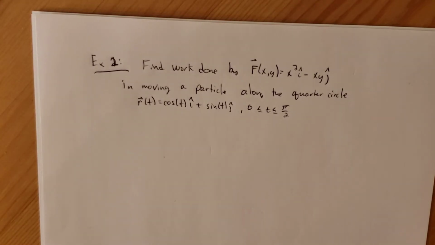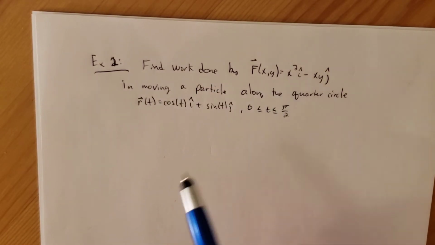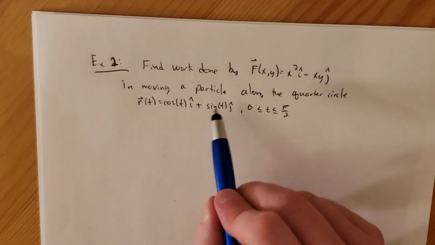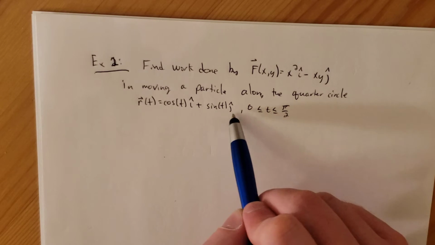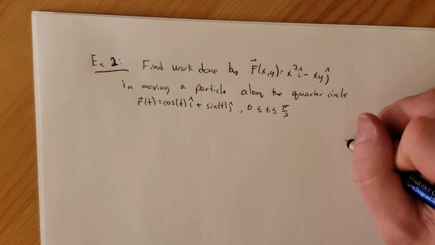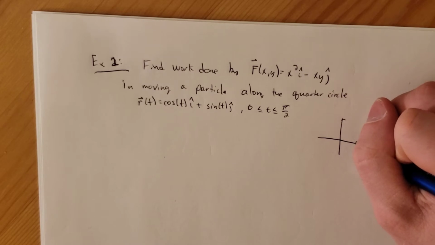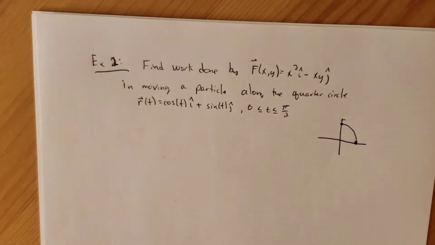In this video, we're going to take a look at an example of calculating a line integral over a vector field. So we're going to find the work done by this vector function F(x, y) equal to x squared i minus xy j in moving a particle along the quarter circle r(t) equal to cosine t i plus sine t j from 0 to pi over 2. So this is exactly moving around the quarter circle from t equals 0 to t equals pi over 2, around that quarter circle.